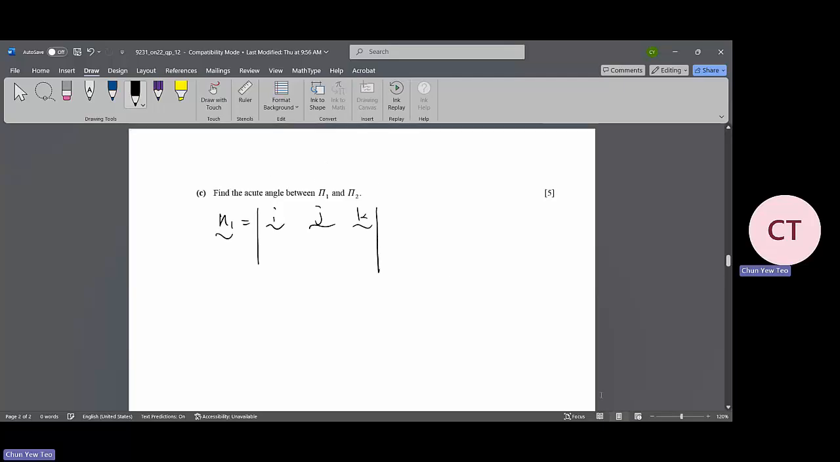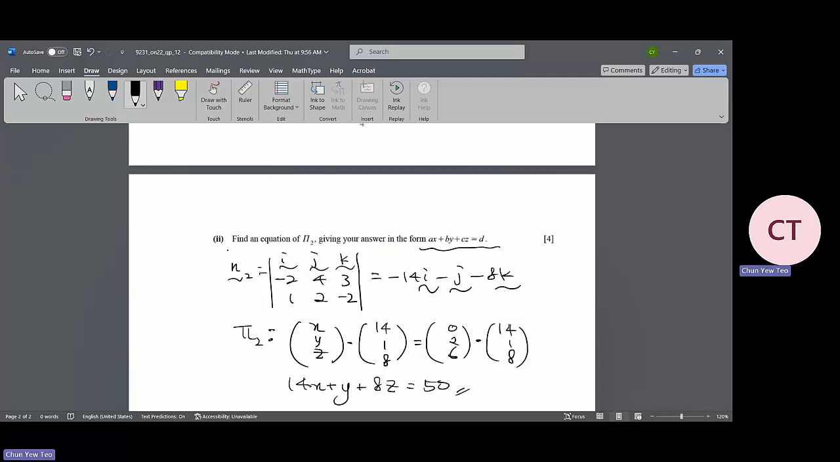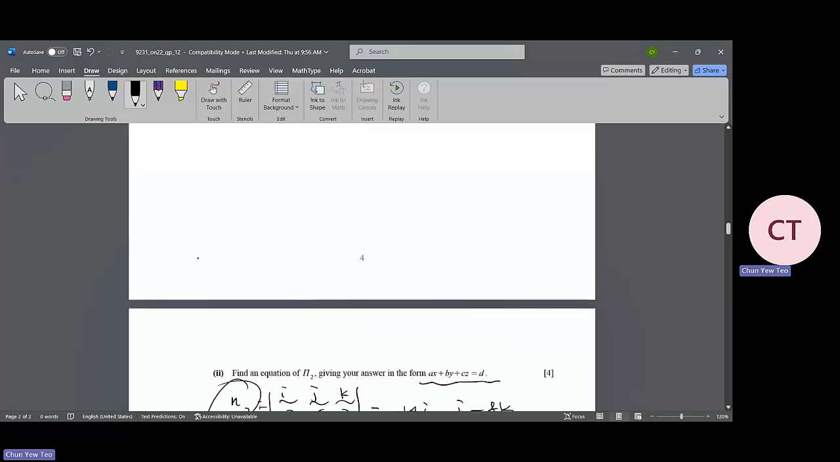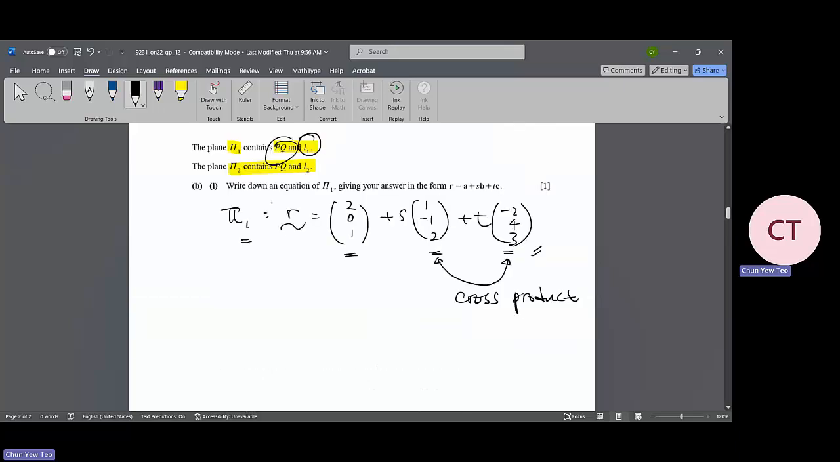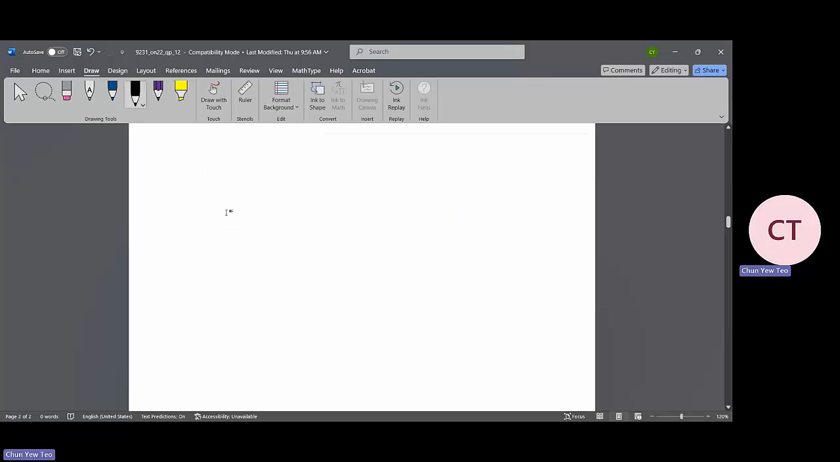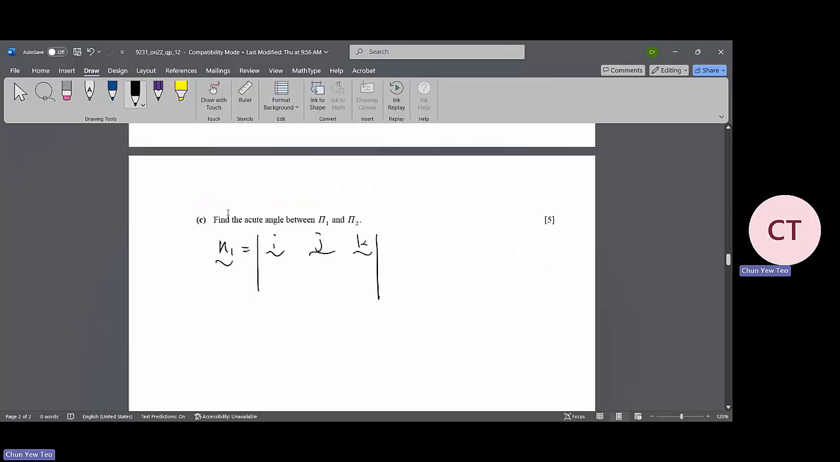Okay, because we already have N2. We already have N2. But just now I don't have N1, so I need to take the cross product between these two. Cross product between these two, we can get N1. So 1, negative 1, 2.